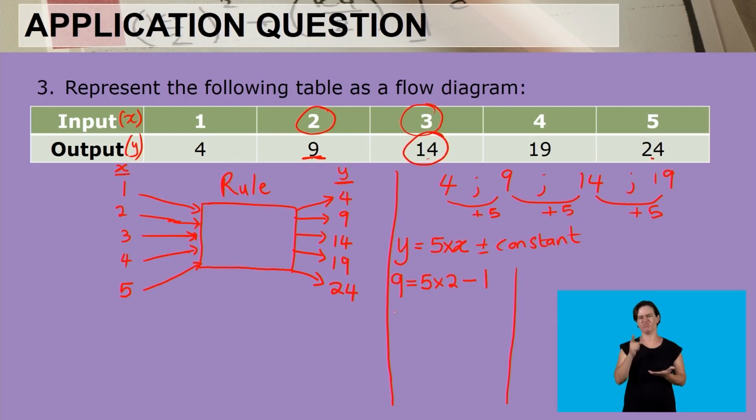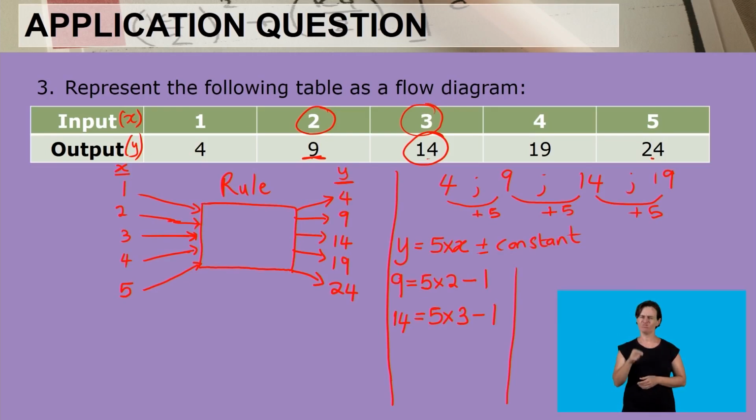Let's look at another input value and output value. We can take the input value of 3, which gave us an output value of 14. Now that 3 is going to be multiplied by 5, which gives us 15. But for us to move from 15 to 14, we are going to subtract 1, and that is going to give us our output value of 14.